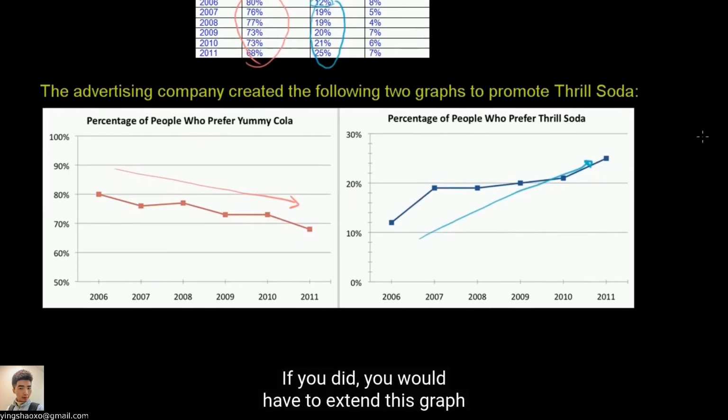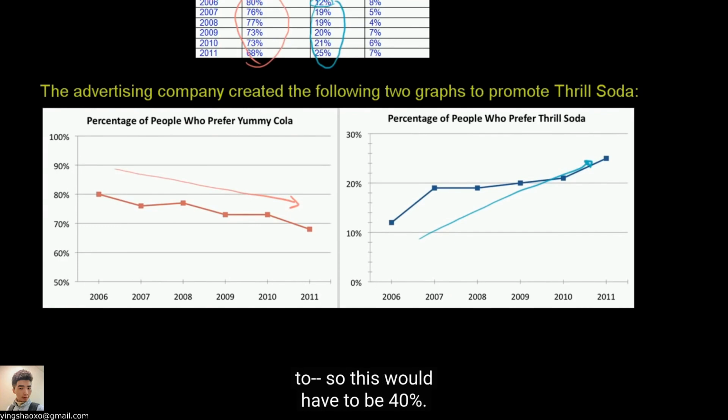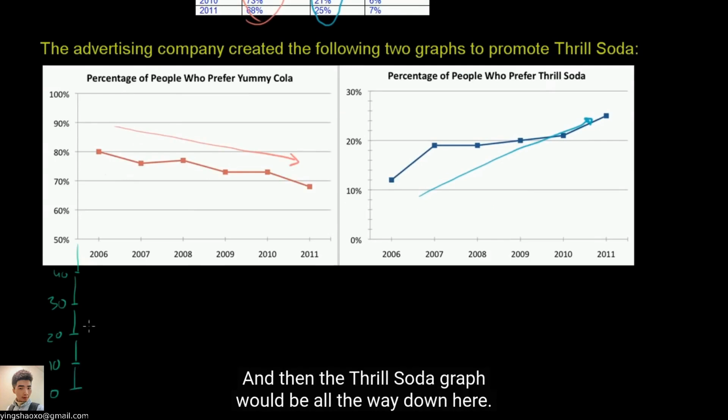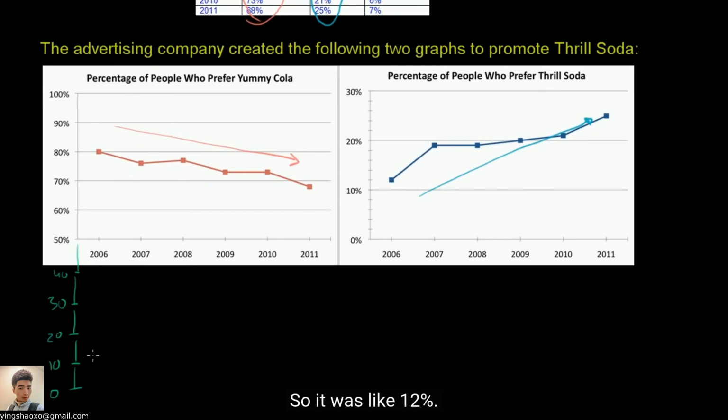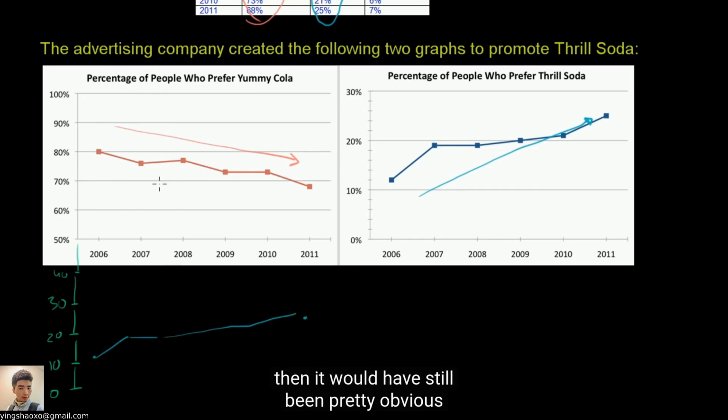If you did, you would have to extend this graph all the way down, to 40, 30, 20%, 10%, and all the way down over here would be 0%. And then the Thrill Soda graph would be all the way down here. It would be 12%, going up to like 25. So it would graph nowhere near. If you plotted these on the same scale, on the same graph, then it would have still been pretty obvious that even though the trend is downward, a lot more people prefer Yummy Cola.